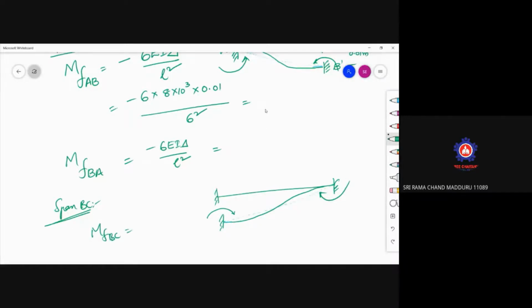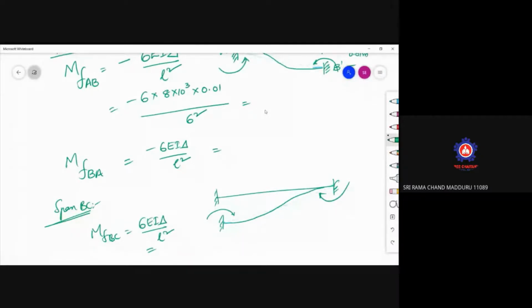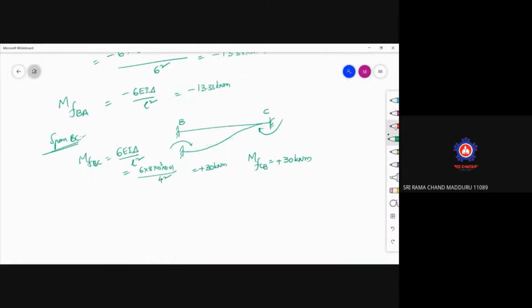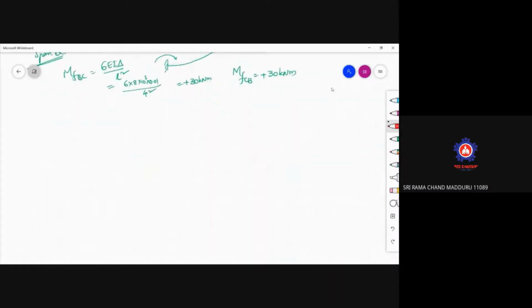So these clockwise moments are MFBC. Now, according to the length here, which is clockwise 6 EI delta by L square. L is 4 here. 6 EI value is already known. You can write down the EI value. So 6 into 8 into 10 cube into 0.01 by 4 square. This is MFBC. MFCB will also be the same thing, and write down the distribution factors. So just write down this as distribution factors.